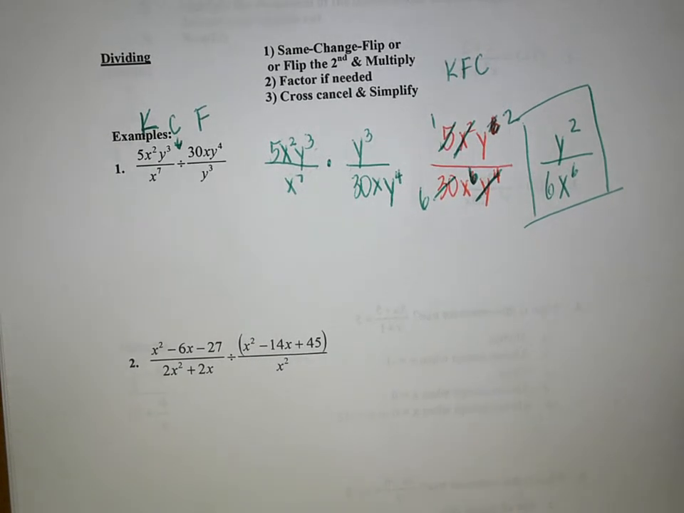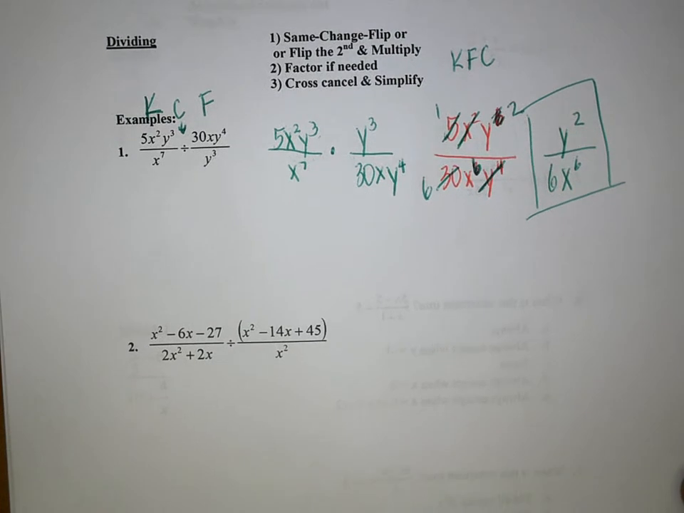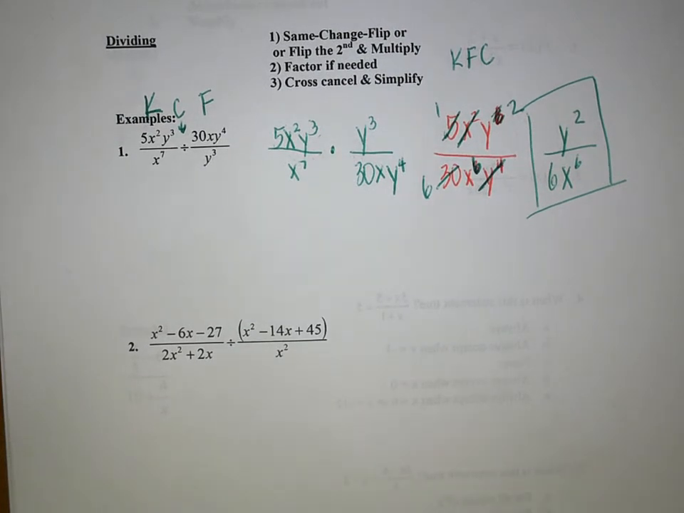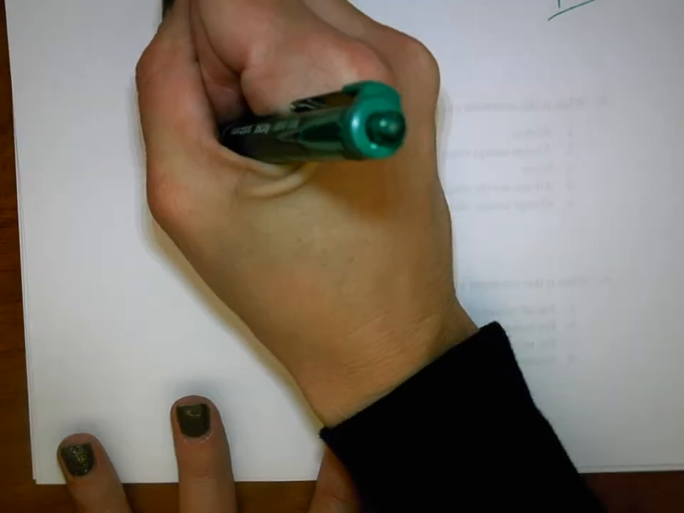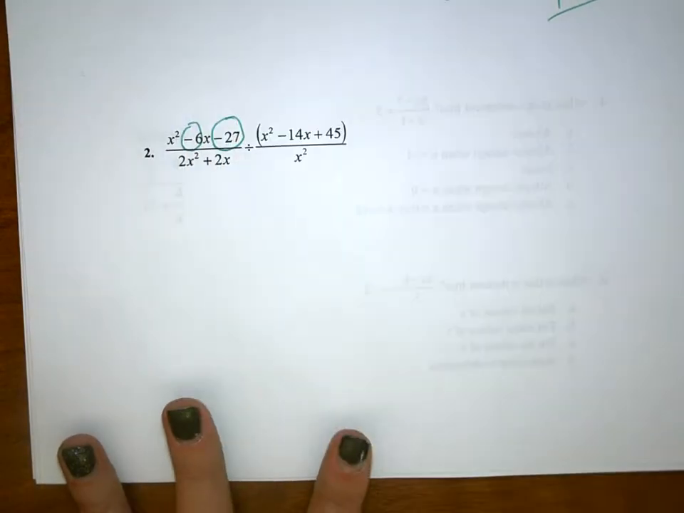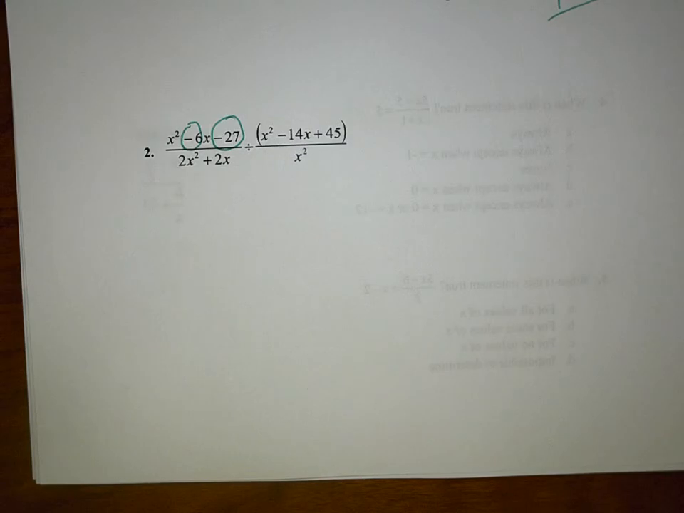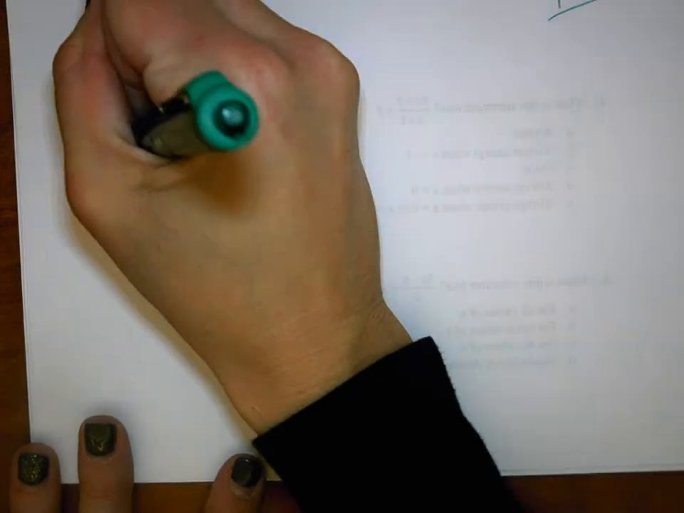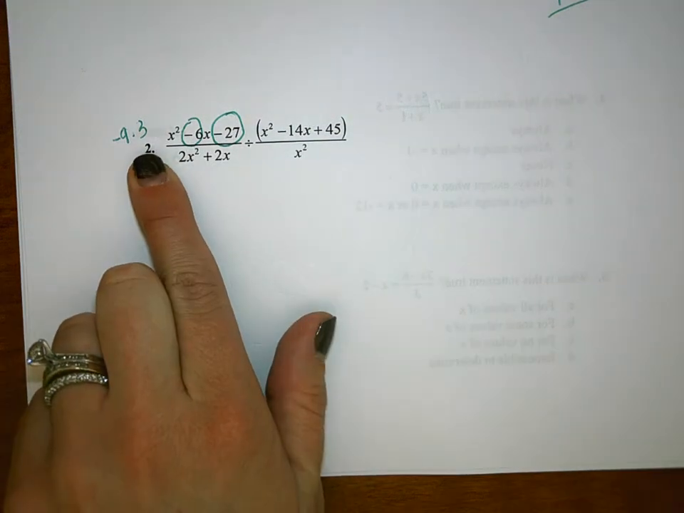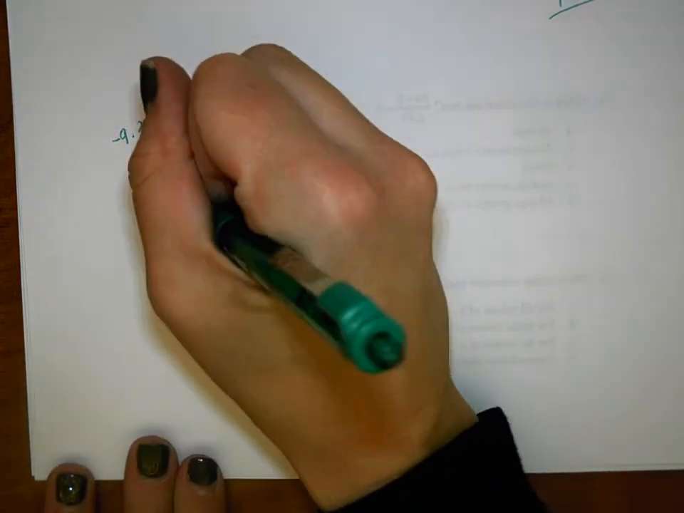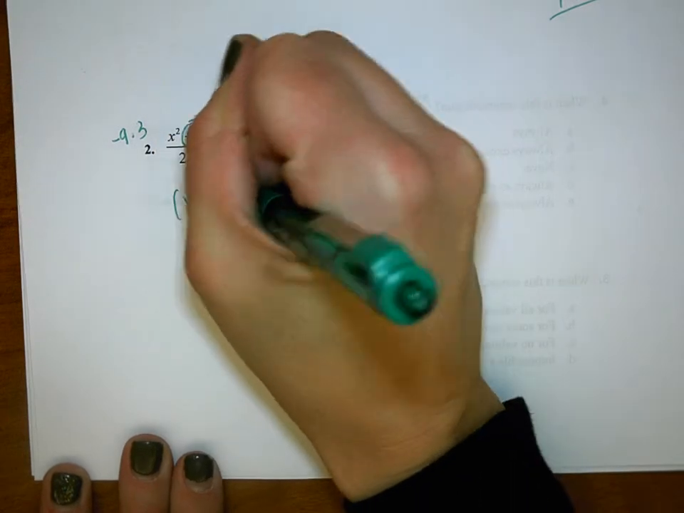All right. Example 2. Now, since we have all of this dividing, I wouldn't rewrite it first. I would do factoring and flipping all at the same time. So, on my first fraction, what adds to be negative 6 and multiplies to be negative 27? Good. A negative 9 and a positive 3. Those add to make negative 6, multiply to be negative 27. So we have x minus 9, x plus 3.